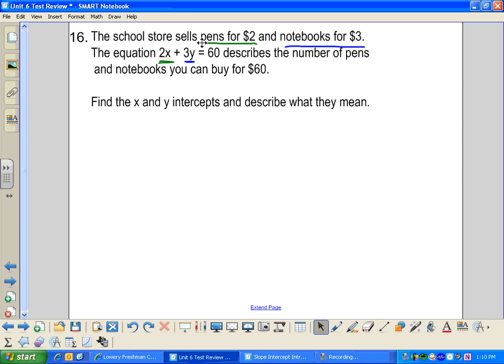And your total amount here is 60. So find the x and y intercepts and describe what they mean. I know if I'm looking for the x-intercept, that means my y is 0. If I'm trying to find the y-intercept, that means my x value is 0 on the axis. So here we go.